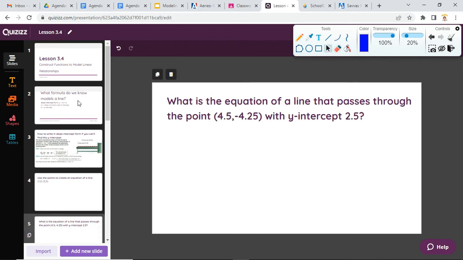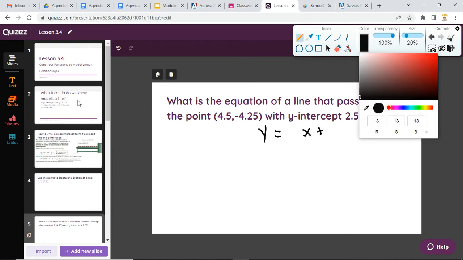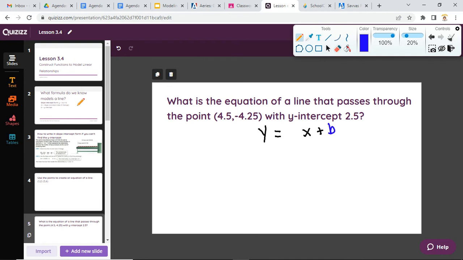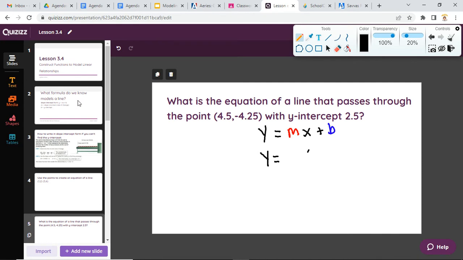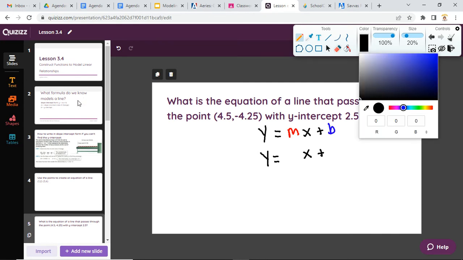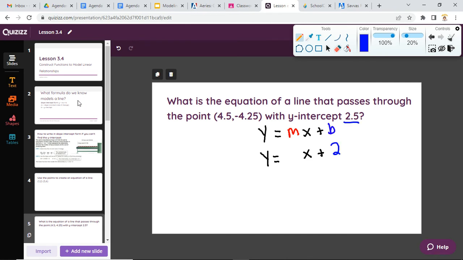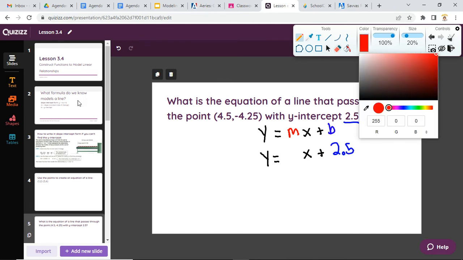All right, let's do another problem here. What is the equation of a line that passes through the point (4.5, -4.25) with y-intercept 2.5? So again, we're writing using the slope-intercept form, or y is equal to mx plus b. Notice I don't have my slope on this, but I do have my y-intercept. So I can go to my equation here and replace my b with the number it gives us, which is 2.5. But I still don't know my slope, or my m.